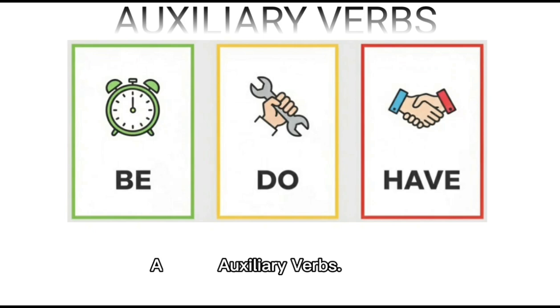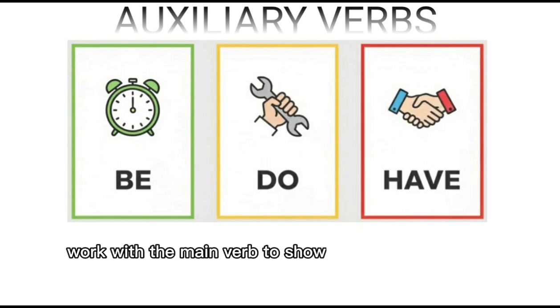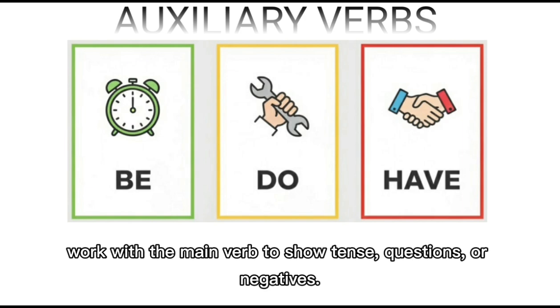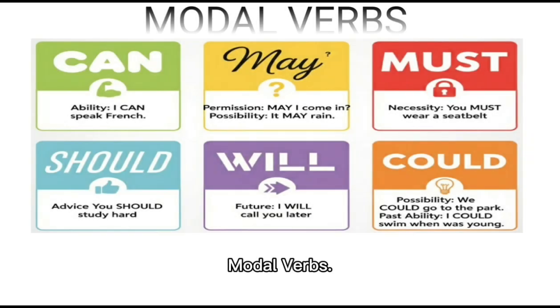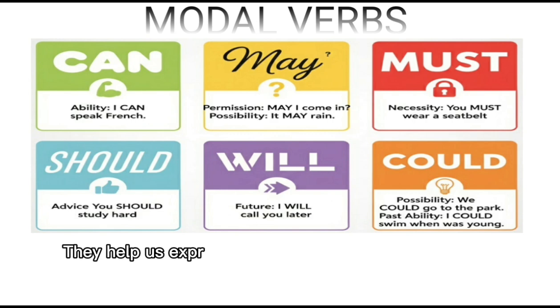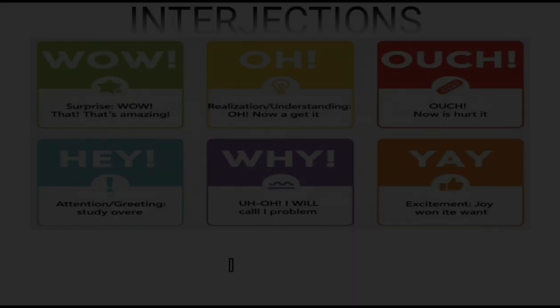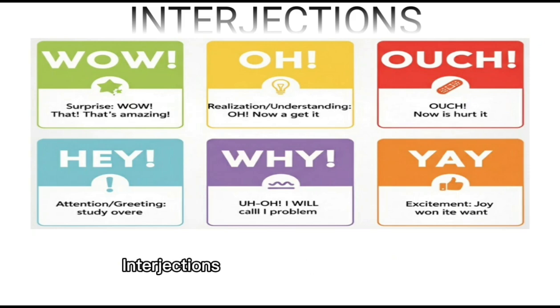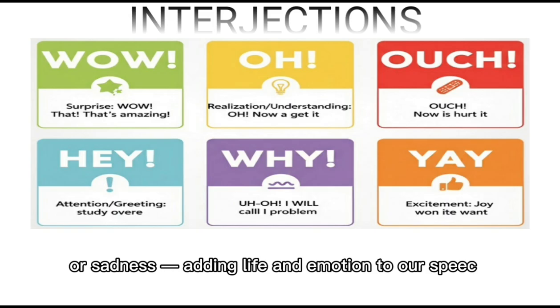Auxiliary verbs. Auxiliary verbs, or helping verbs, work with the main verb to show tense, questions, or negatives. Modal verbs. Modal verbs show ability, permission, possibility, or necessity. They help us express ideas like what we can, must, or should do. Interjections. Interjections are short emotional words. They express feelings like joy, surprise, or sadness, adding life and emotion to our speech.